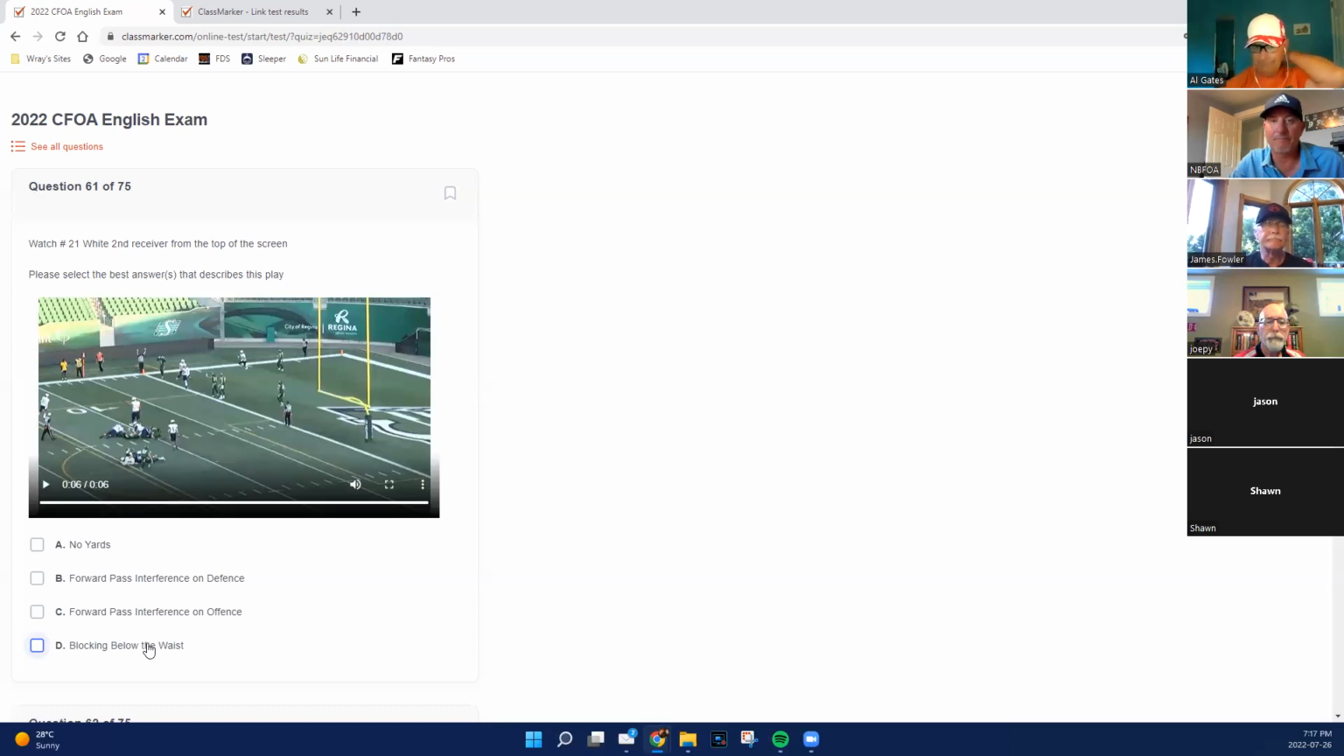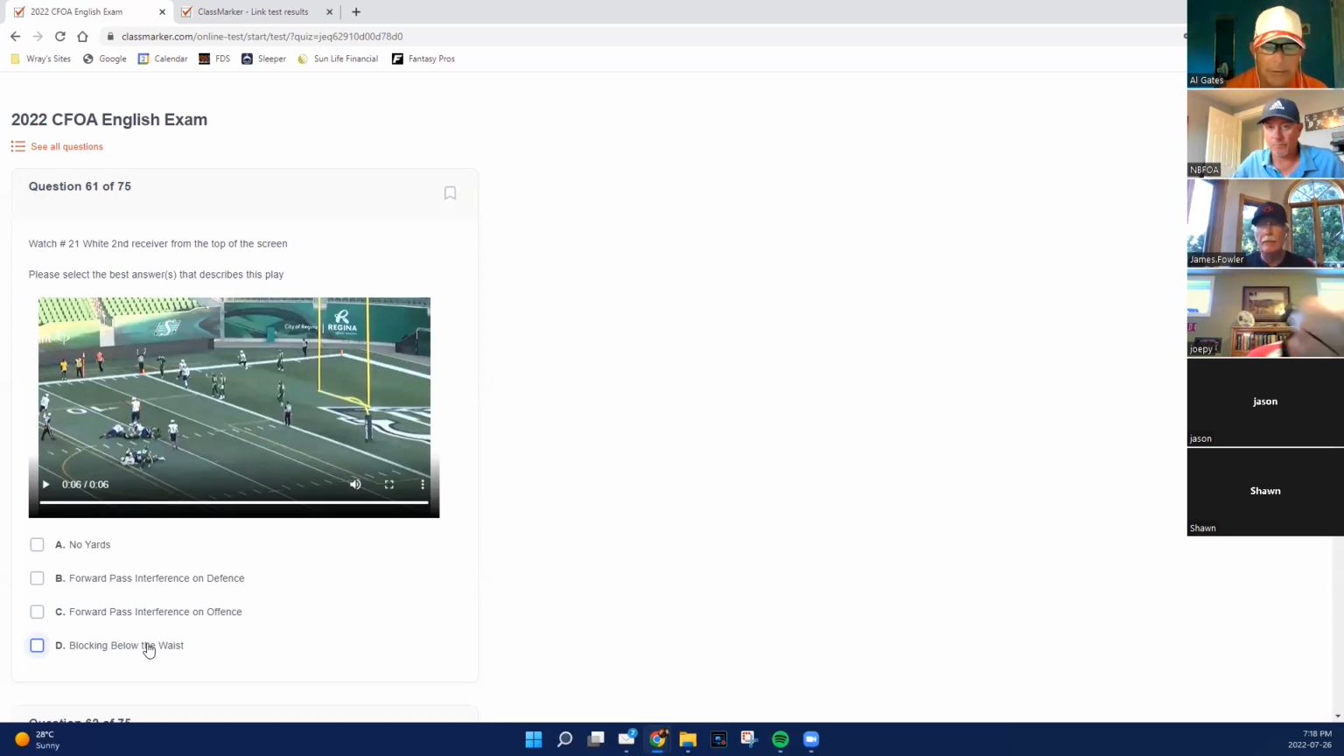Yeah, I put a question mark by that on mine. It was the only answer that I thought applied. I don't think it's 100% correct in my mind anyway. Well, the receiver is not even engaged with the player by the time the ball finally gets thrown. It has to be illegal contact, but that's not an option, or an illegal block, but that's not an option either.